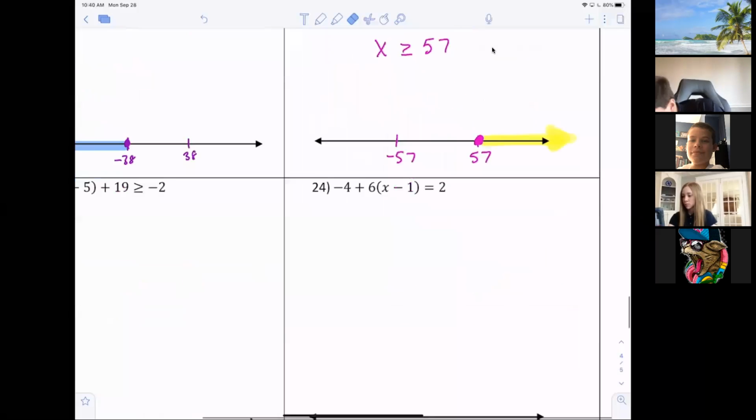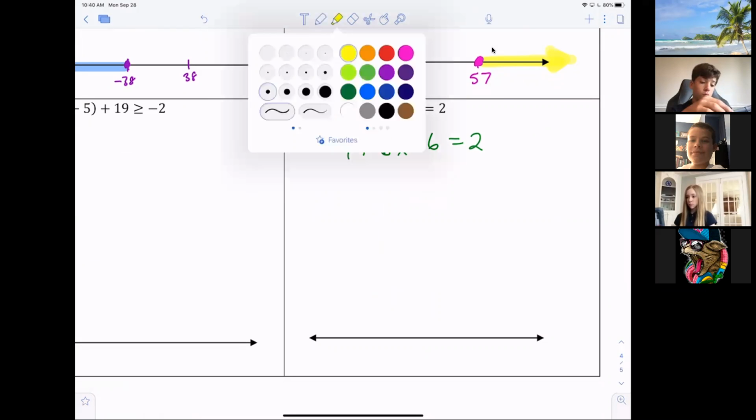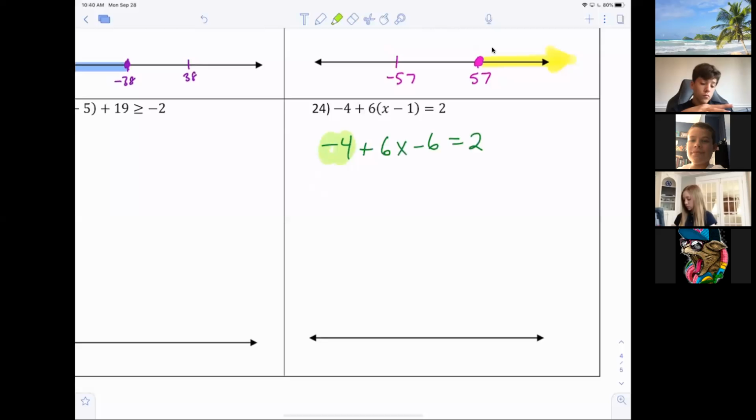All right, here we go. Number 24. For number 24, let's go ahead and distribute the 6. Now we should combine, right? The -4 and the -6 makes, right, so here we go. Uh-oh, that says equal to. All right, that's okay. We'll just pretend it's equal to 2.